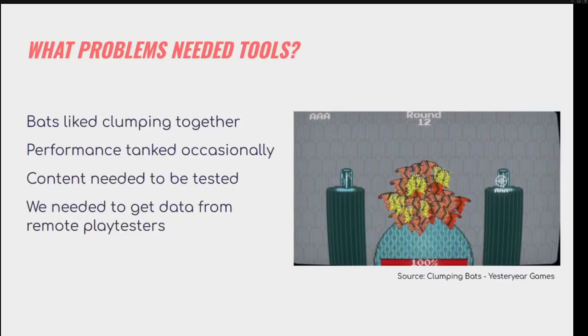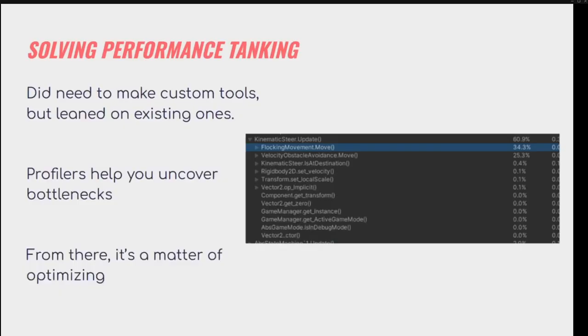We also needed to get data from remote playtesters, because we were preparing for launch in the summer in Rochester, when there weren't a lot of people around to playtest our games. So we tried sending playtest versions of our game to people over the internet. We still needed to get that data, and relying on them to send it to us wasn't exactly going to work.